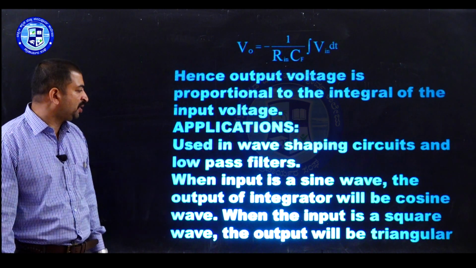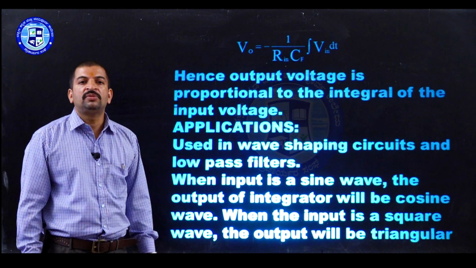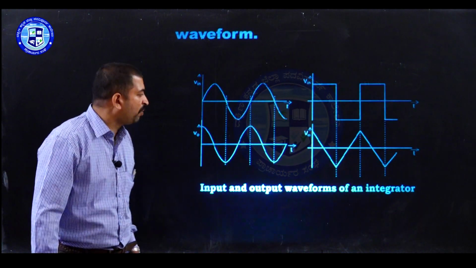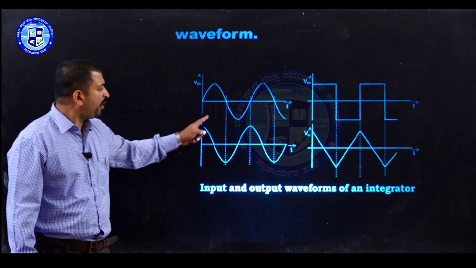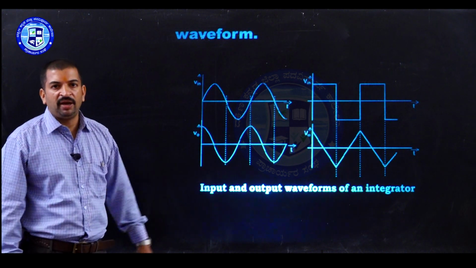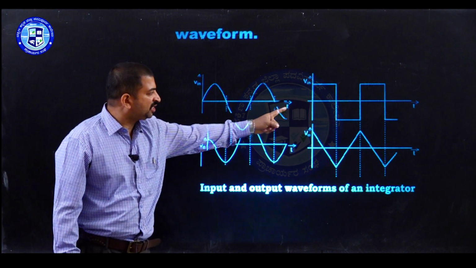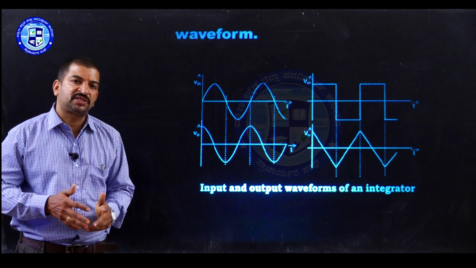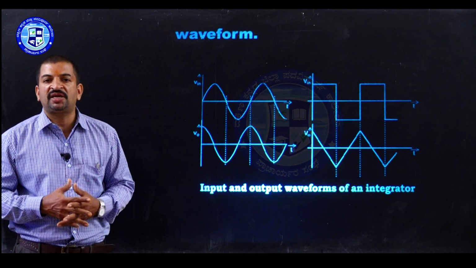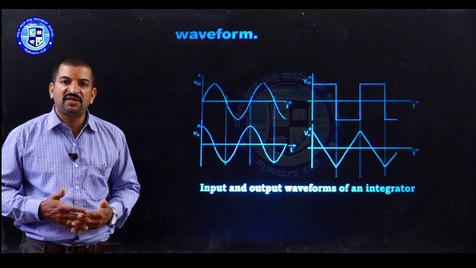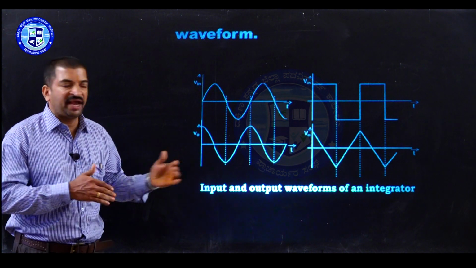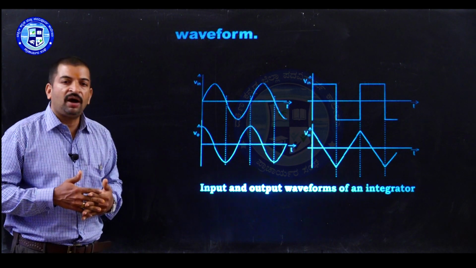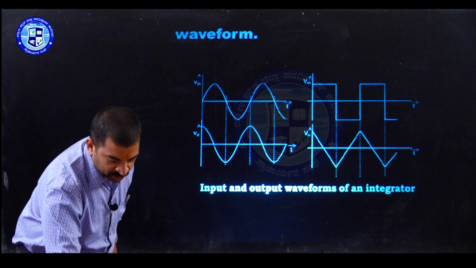And when the input is a square wave, then the output of the op-amp integrator will be a triangular wave. These waveforms can be observed in these diagrams. When the input is a sine wave, the output will be a cosine wave, and when the input is a square wave, the output will be a triangular wave. Integration is just the reverse process of differentiation. In the case of the differentiator circuit, you have seen that when the input is a triangular wave, the output is a square wave. So in this case, when you apply the square wave input, the output will be a triangular wave.